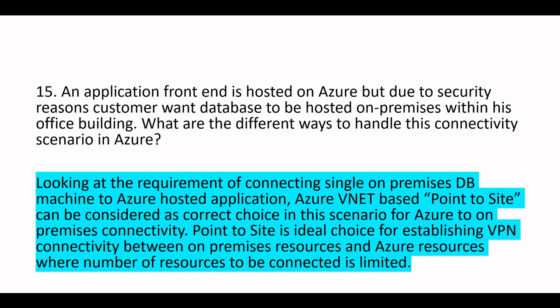So we can use point to site because there will be a single database. And site to site means if you want to connect all the systems, if you want to connect your entire corporate network with the Azure cloud infrastructure, then you can use site to site. And ExpressRoute is used when you want some dedicated connections and low latencies between your on-premise and Azure, then we use ExpressRoute.